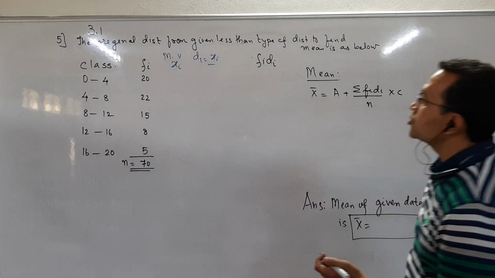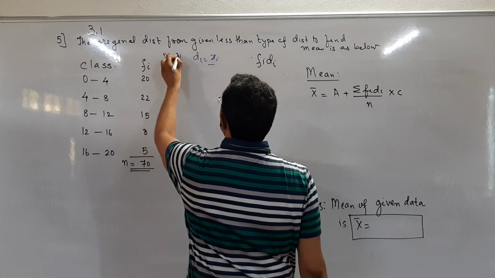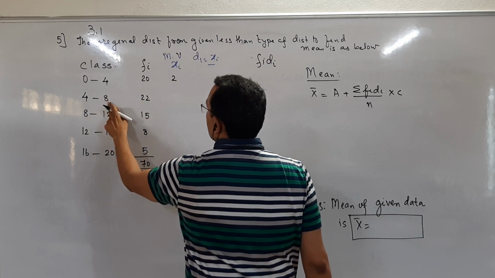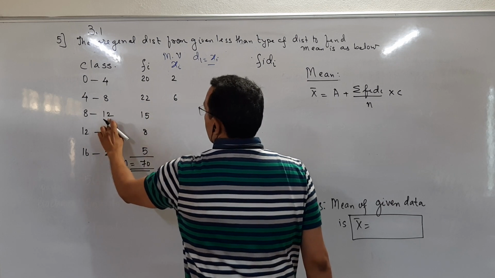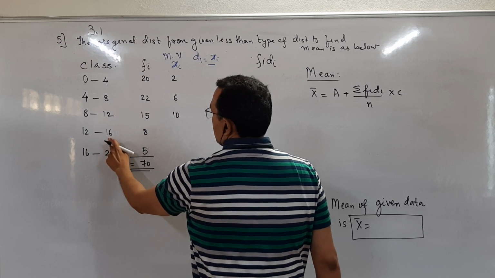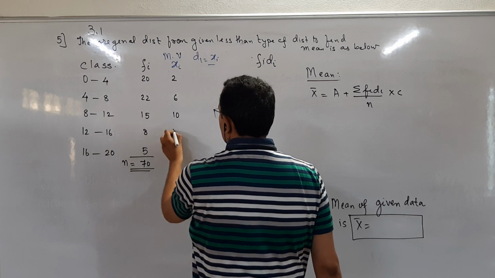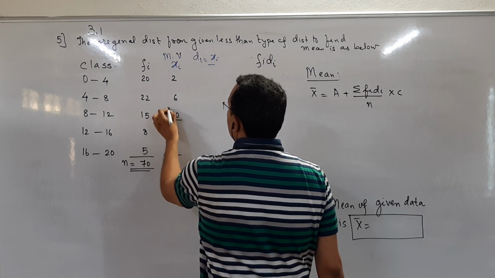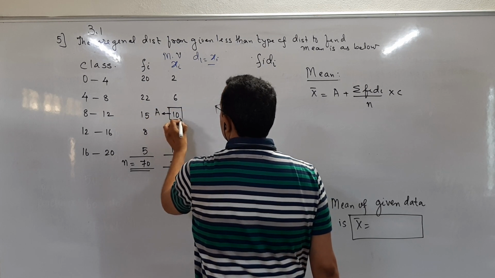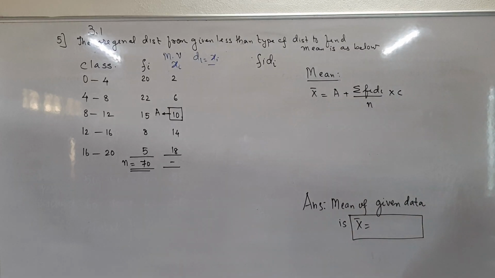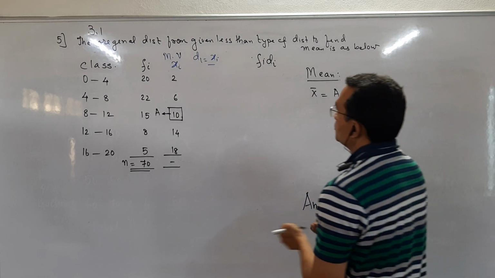Now let us find mid values. Mid value is the average of class limits: 0 plus 4, 4 by 2, so 2. 4 plus 8, 12 by 2, so 6. 8 plus 12, 20 by 2, so 10. 12 plus 16, 28 by 2, so 14. We never total mid values. Generally, a middlemost mid value is considered as assumed mean. You can take any value as assumed mean, but generally, a middlemost mid value is taken.